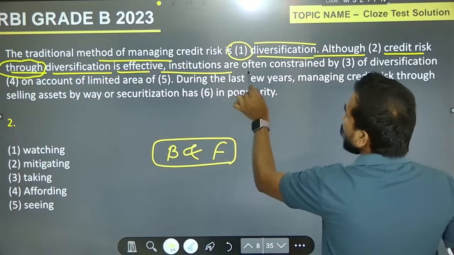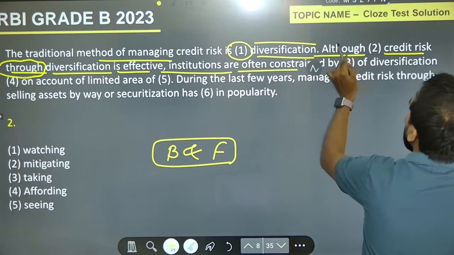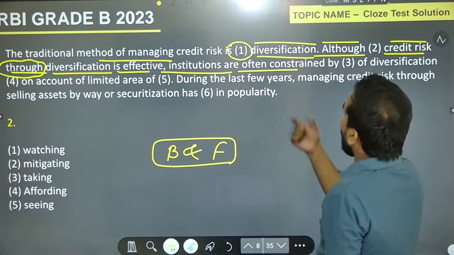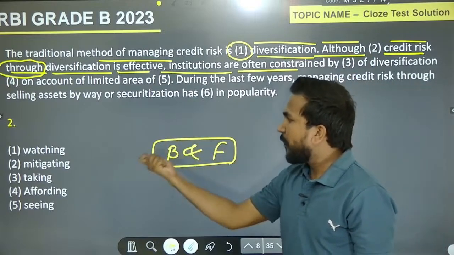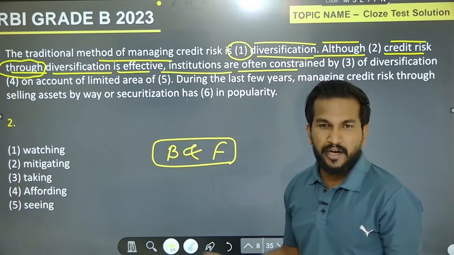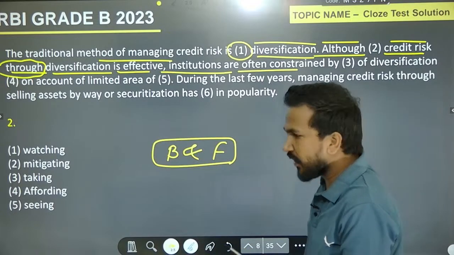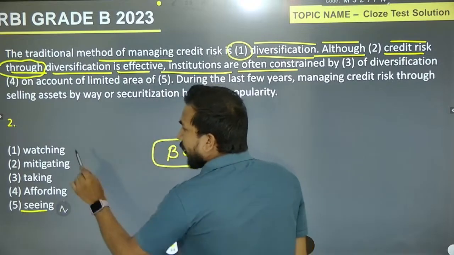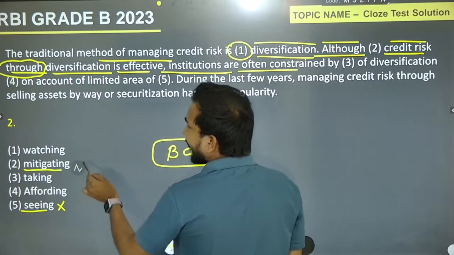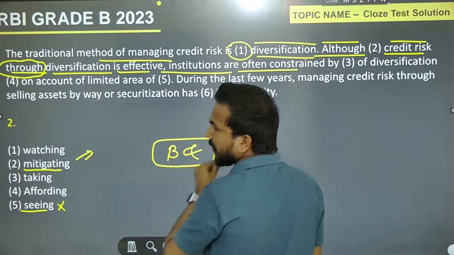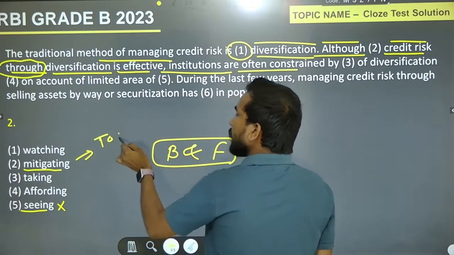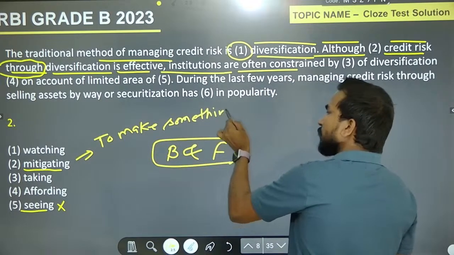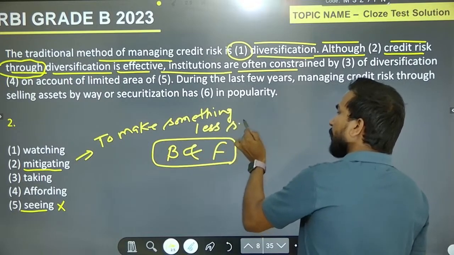But usually institutions are often constrained by, okay, although blank credit risk through diversification is effective. Okay, what we are talking about? Although, watching, mitigating, talking, affording or seeing. What it must be? Okay, Navina is saying it must be 5. No, it must not be. No, we can't use seeing as a phrase. Here we have the word mitigate, that is the meaning actually, to make something less serious. Okay, that is the meaning.